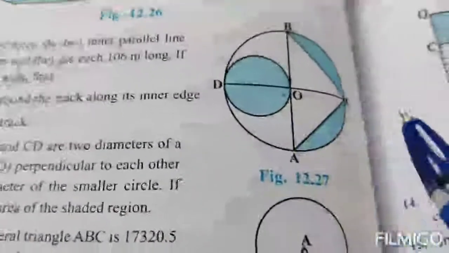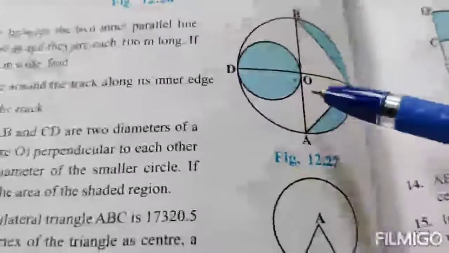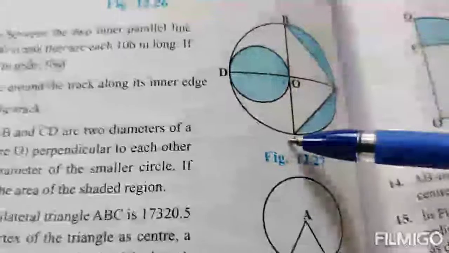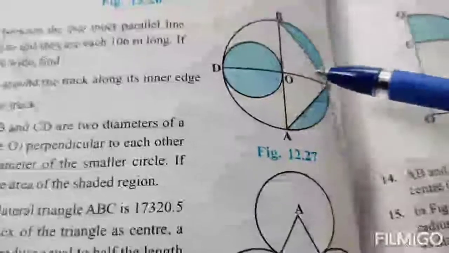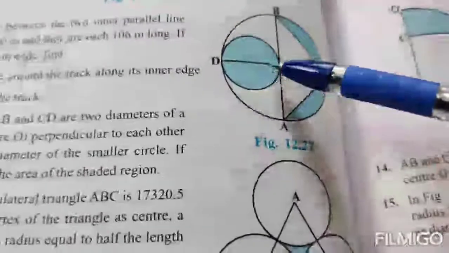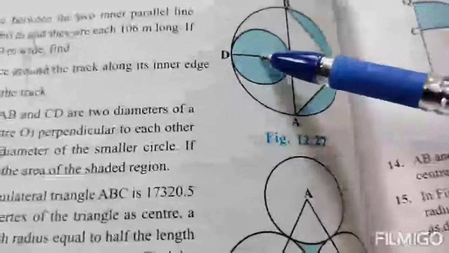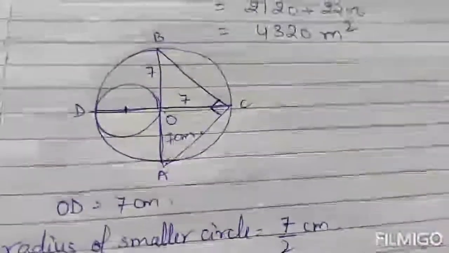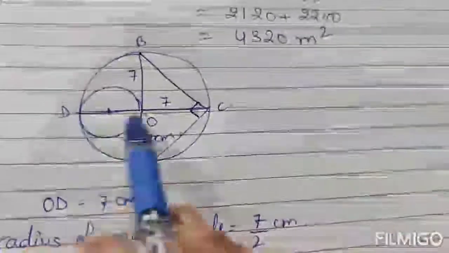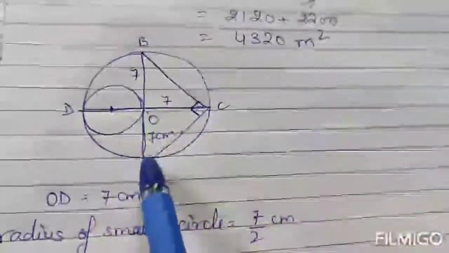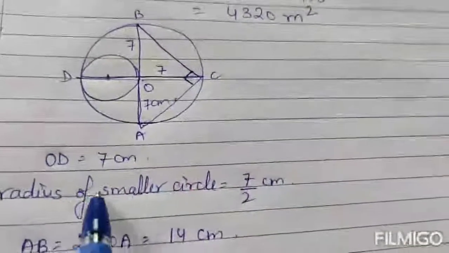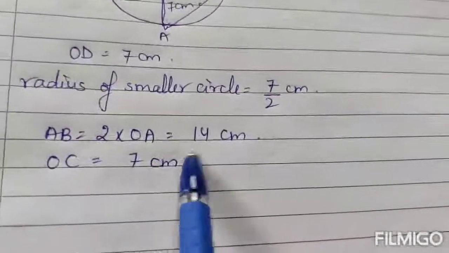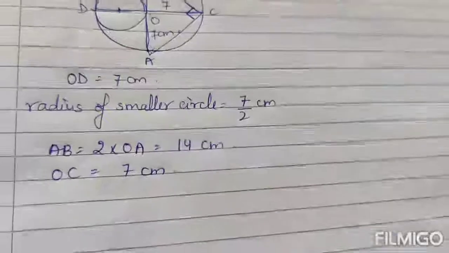This is the figure. AB and CD are two diameters. If OA equals 7, it means diameter AB equals 14 cm, and OC is also 7 cm, and OD is 7. The radius of the smaller circle is 7 by 2 centimeter. Then CD equals 14 and AB equals 14. AB equals 2 OA, 2 into 7, 14, and OC is 7.